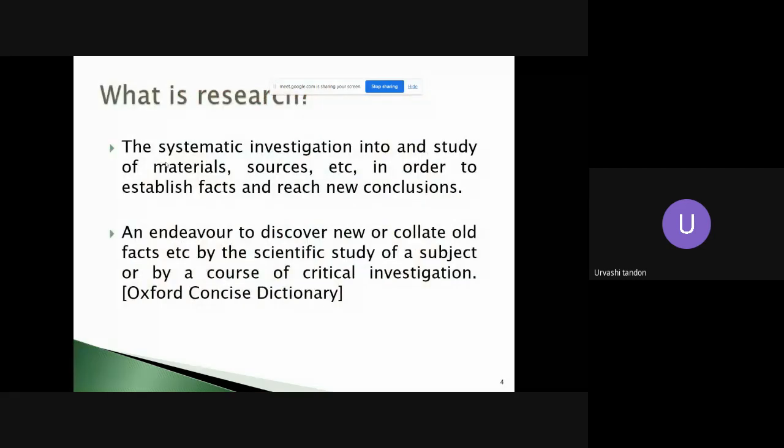So what is research? In a nutshell, it is the systematic investigation into and study of materials and sources which are available to you in order to establish facts or reach new conclusions. Every time we conduct research, every time we come out with a new invention or a discovery, right? I'll give you another example: the dishwasher, a very simple example.